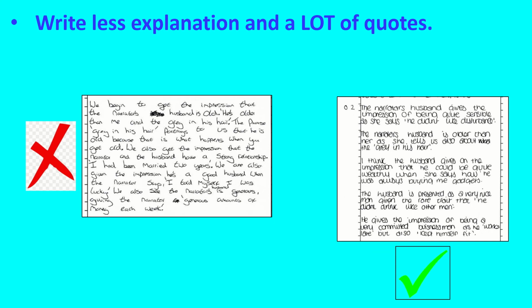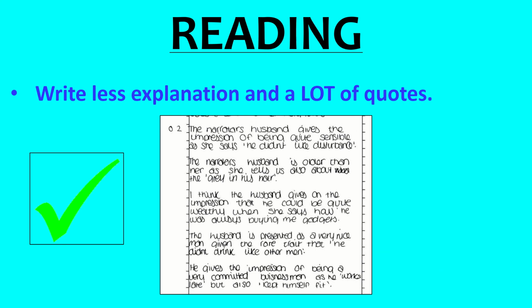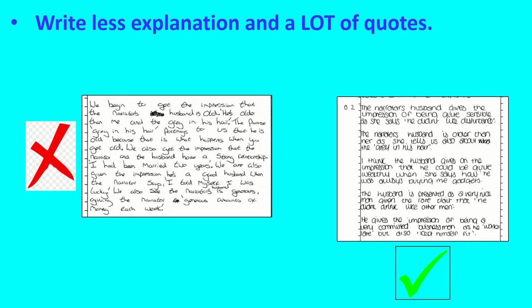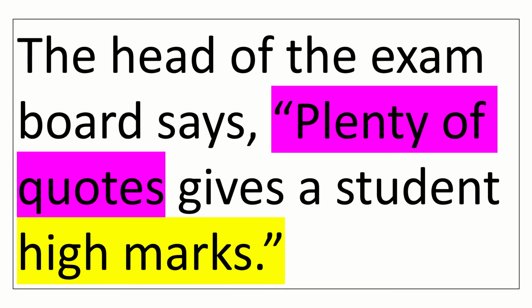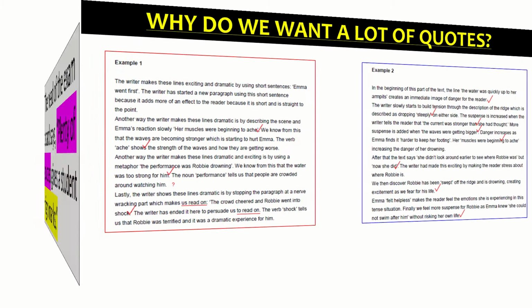So this person has done 1, 2, 3, 4, 5 quotes. They've left a line under the quote, so it's nice and clear for the examiner. They've explained these quotes really concisely, and they've moved on to the next point. So that's what we don't want on the left, and that's what we want on the right. The head of the exam board has said plenty of quotes gives a student high marks. So use that. They want you to write lots of quotes and explain them in short ways.